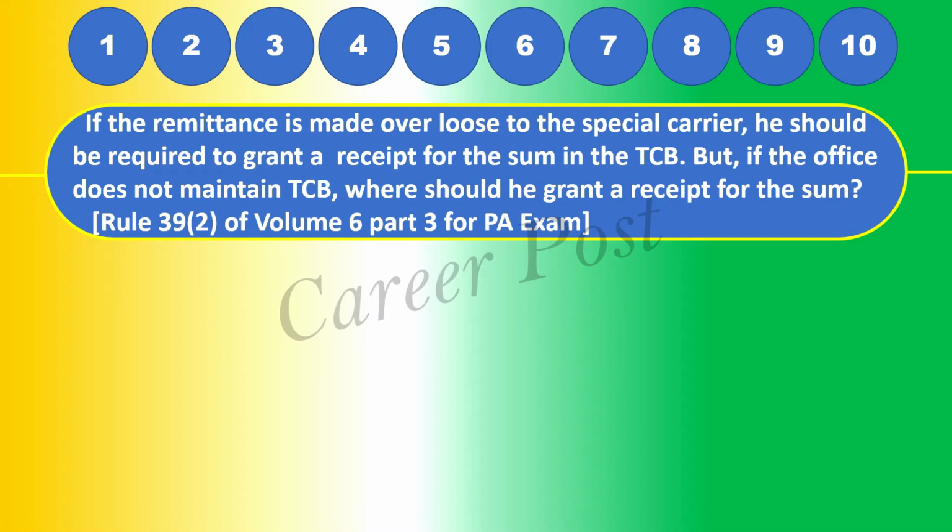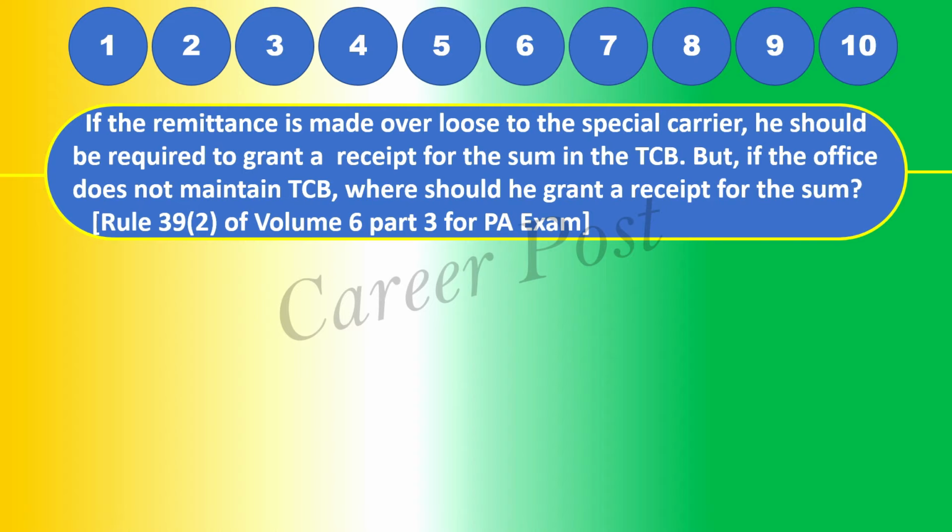If the remittance is made over to the special carrier, he should be required to grant a receipt for the sum in the TCB, that is, the treasurer cash book. That is understood, na? Whenever there is a remittance, some cash is given to the special carrier, and he has to acknowledge the cash in the TCB. In the TCB, he will write "received 20,000 rupees" or "10,000 rupees" and sign in the TCB in token of having received the cash. But if the office does not maintain a TCB, where should he grant a receipt for the sum? Suppose that office doesn't have any TCB, where should he grant that receipt for the sum?